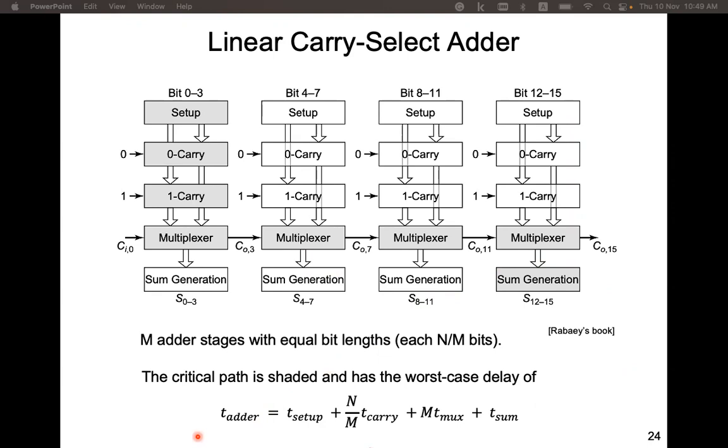Now let me ask you this question. If you wanted to optimize the delay, how would you choose the number of stages? Just tell me the method. I want to optimize the delay, minimize the delay. N is given. The m is subject to your choice. What would you do?